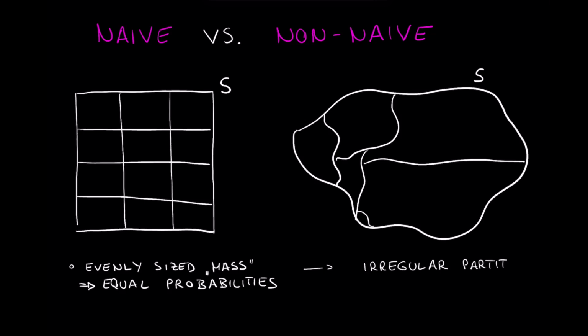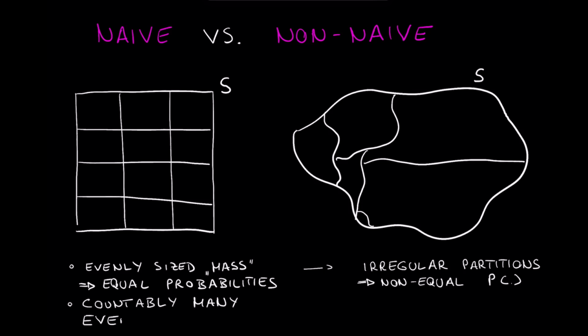We have also seen that in the naive case, we had to compute probabilities by counting the possible number of outcomes of a random experiment. This implies that we can only have countably many events. With the non-naive definition of probability, we can also have infinitely many, as long as we satisfy some conditions. We will now take a closer look at exactly these conditions.